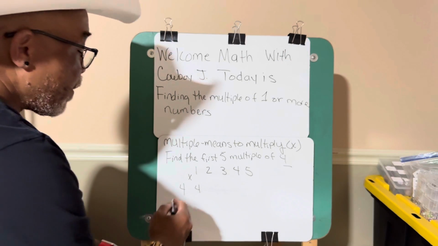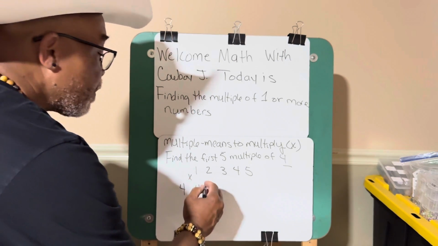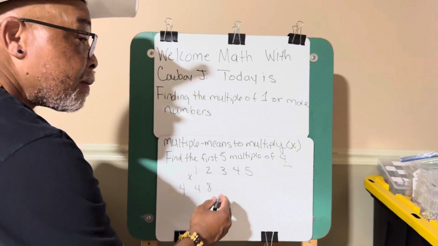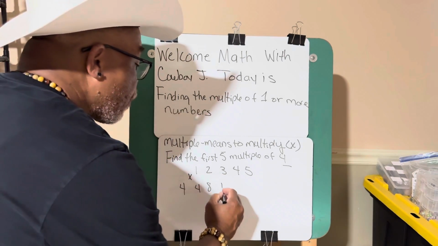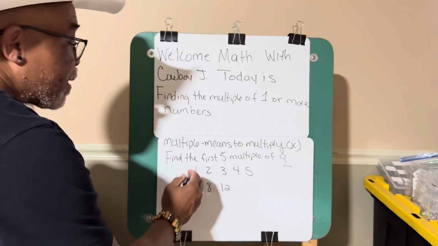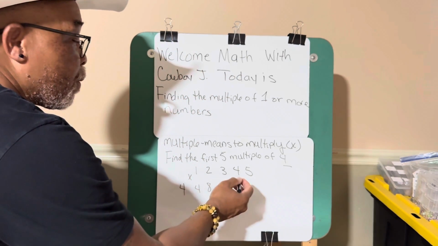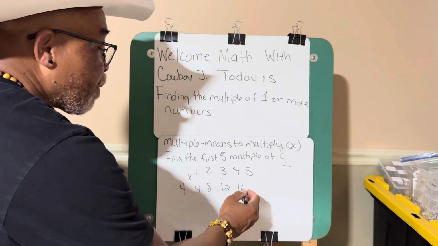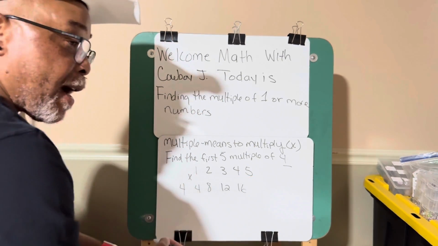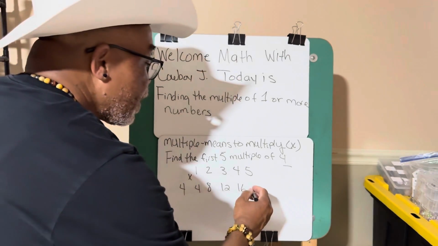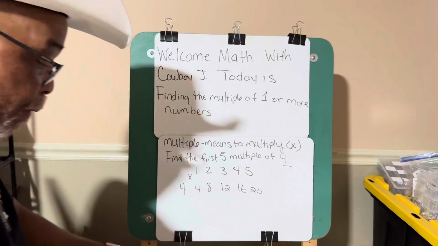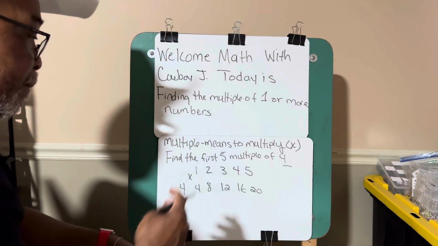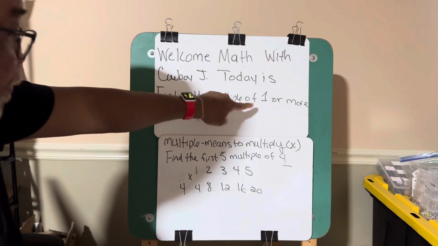4 times 2, 8. 4 times 3, 12. 4 times 4, I'm sorry, 4 times 4, 16. And 4 times 5 is 20. So those are the first 5 multiples of 4. Okay? So that's finding the multiple of one number.